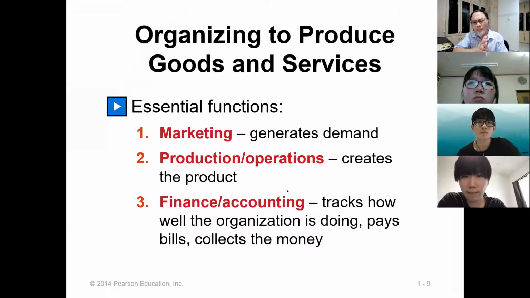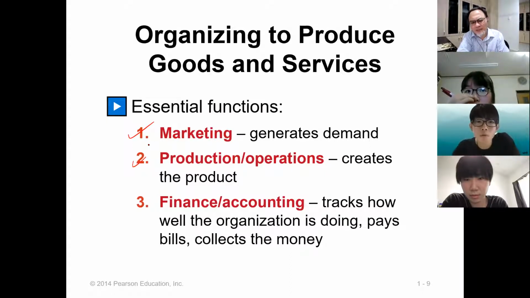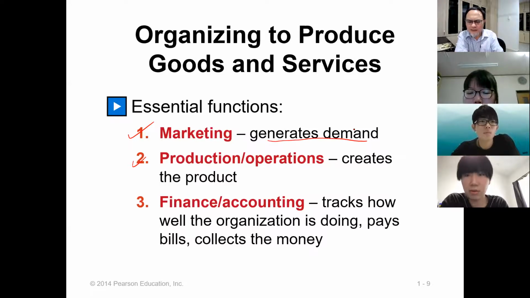Now, if you look at any company in general, there are three main functions. Any organization that produces goods and services will have three essential functions. Okay, one is marketing, another is the production or the operations. Marketing generates demand. That means, for example, you are talking about D2C marketing just now, Shota. Yes. D2C business. So that is under marketing. Okay.